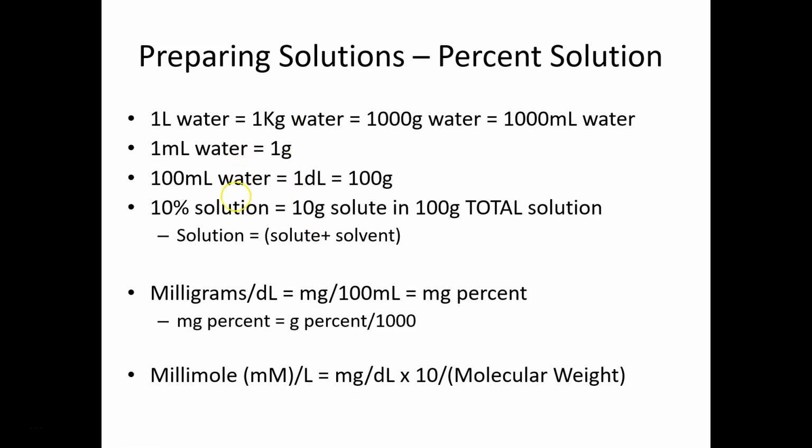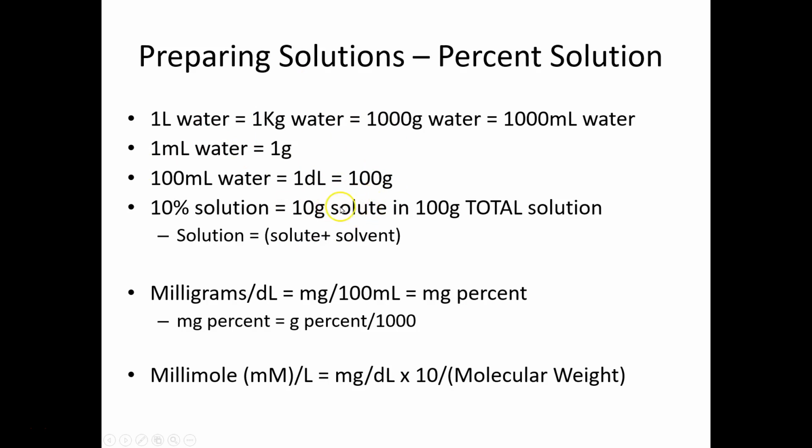So if I take 100 mLs of water, then I know I also have 100 grams. And if I do 100 grams, that makes my percent solution really easy to do, because that's literally what percent means, per 100. So if I want a 10% solution of anything, then I just dissolve 10% of my total weight. So if my total weight starts at 100 grams, I put 10 grams of solute.